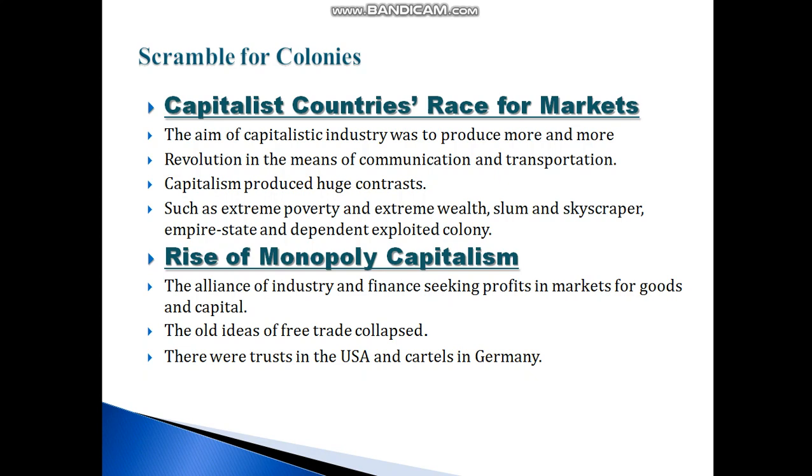Here, the trust in the USA and the cartel in Germany were the forms followed. A trust here means an industrial organization engaged in the production or distribution of any commodity. The trust would possess adequate control over the supply and price of that commodity to its own advantage. And next, a cartel means an association based on a contractual agreement between enterprises.